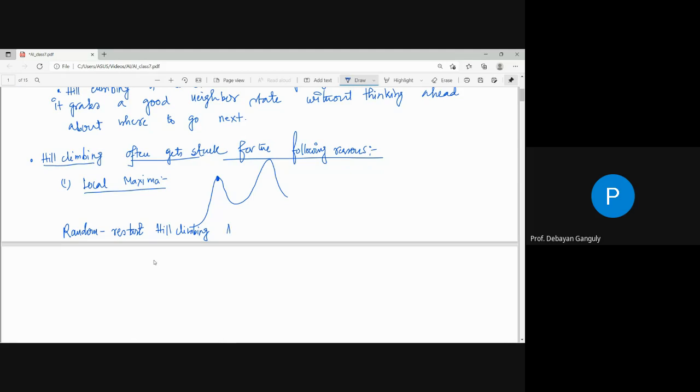This random restart hill climbing algorithm conducts a series of hill climbing searches from randomly generated initial states.